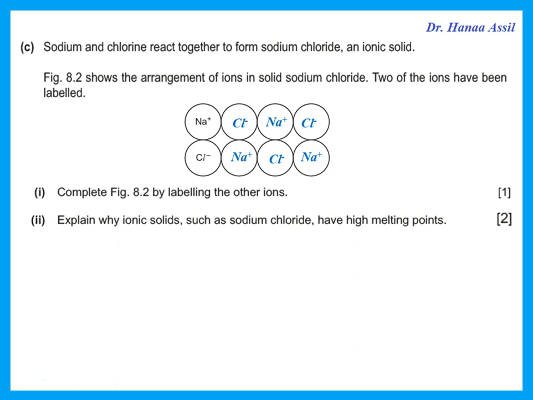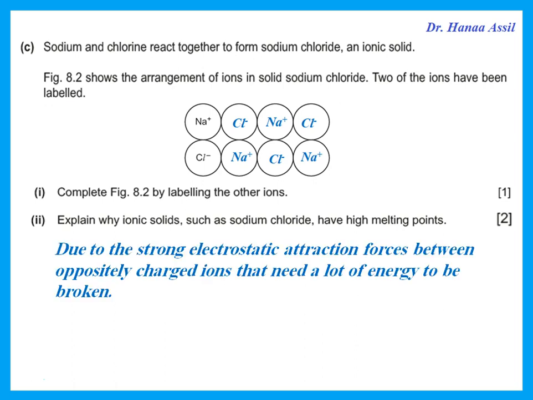Explain why ionic solids have high melting point. Of course, an ionic solid that has many positive and negative ions will have strong electrostatic attraction forces between the oppositely charged ions, and this needs a lot of energy to be broken. Remember, this is how we explain why ionic solids have high melting point.